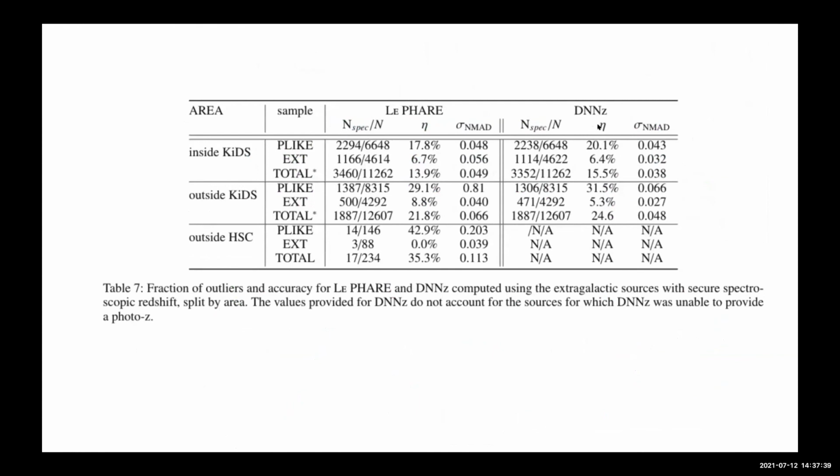So this is an attempt done with deep learning using only Hyper Suprime-Cam data, so not even the U-band, on the same objects that are from eROSITA. And you can see that the quality in sigma is practically the same or a little bit better, and the fraction of outliers is not so bad. And again, look inside the KiDS area. And this is true for the quasars and the extended sources.